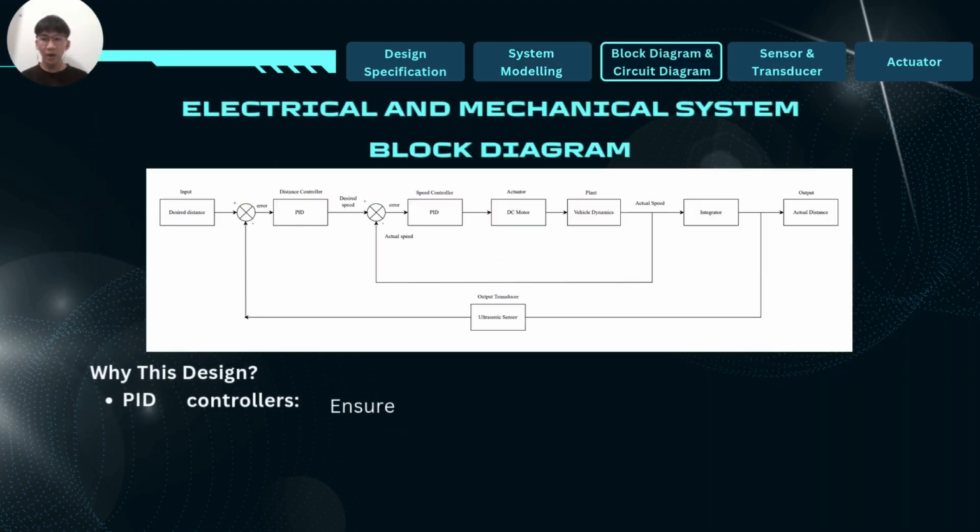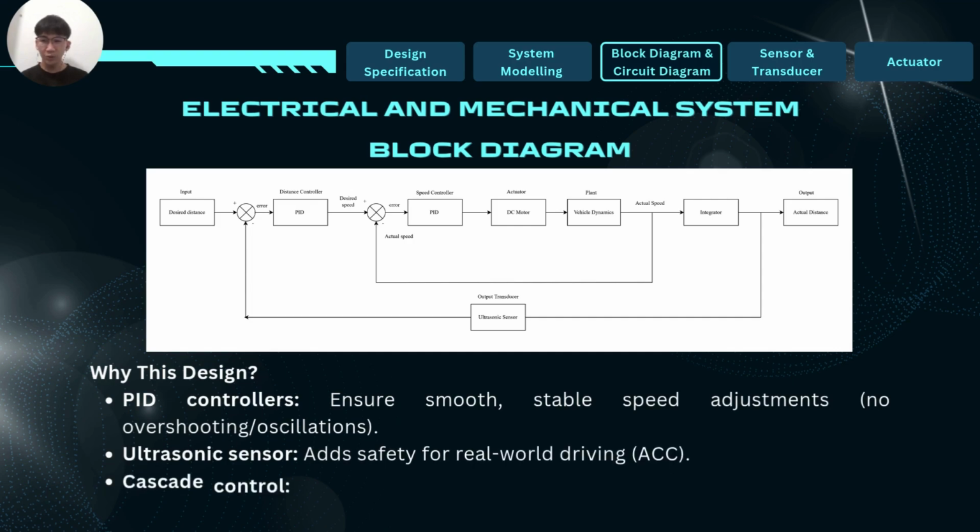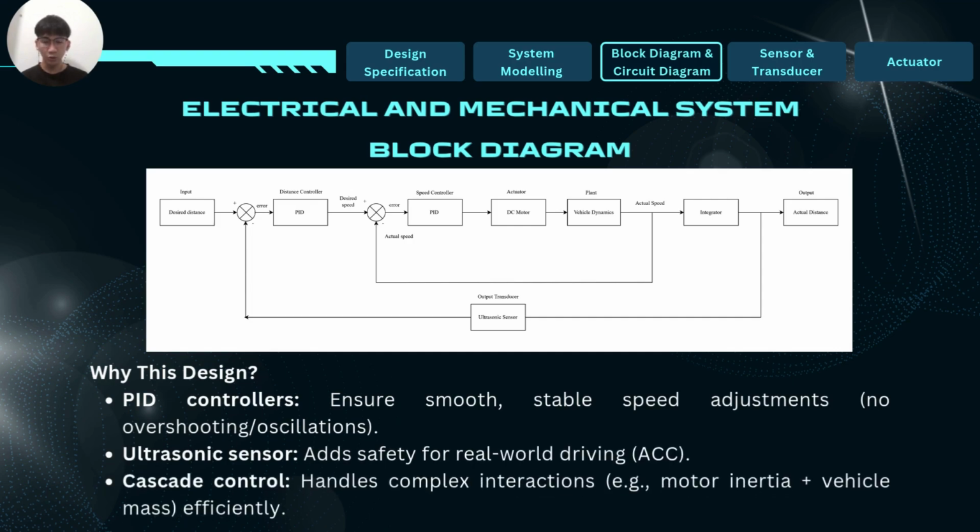This block diagram shows how our system works as a whole. The ultrasonic sensor measures the distance ahead and sends it to the ESP32, which runs a PID controller to calculate the target speed. The output is sent as PWM signals to the L298N motor driver, which controls the DC motor to adjust the car's movement.